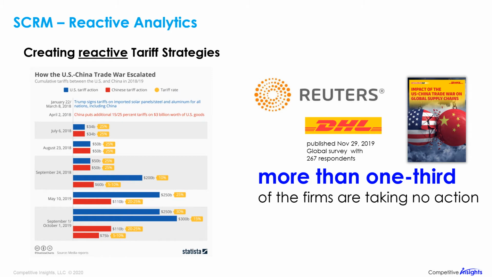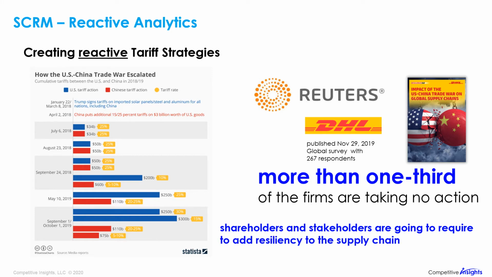And now with COVID, we believe that with any disruption, shareholders and stakeholders are going to require supply chain executives to demonstrate what they are actually doing to add resiliency to their supply chain. So the old, we'll just let it pass mentality is just not going to be acceptable and probably won't survive in the new norm that we're about to move into.